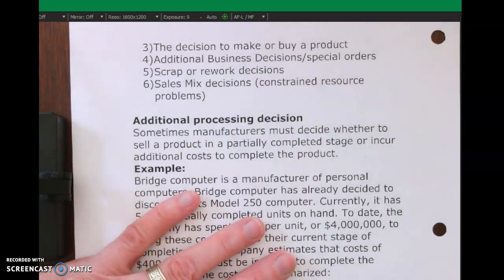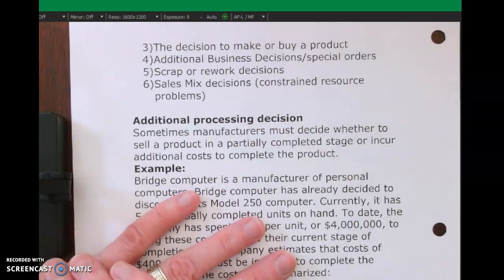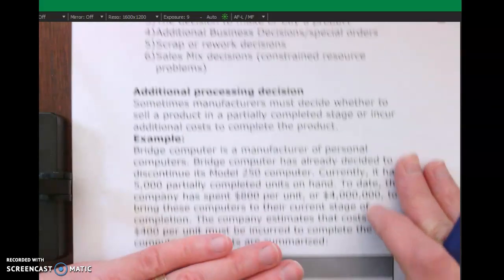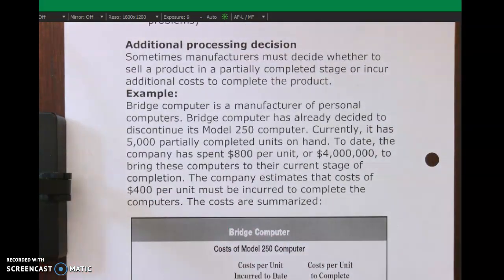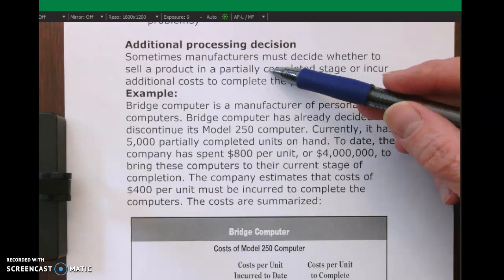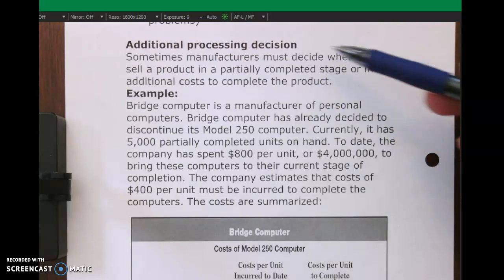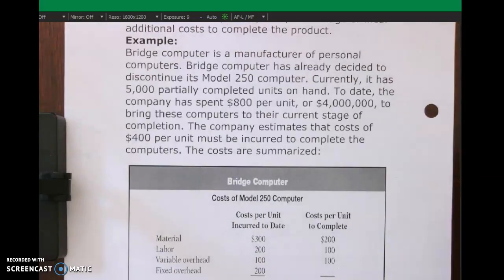Okay? So let's look at the first decision, which is the additional processing decision. That's the first one I want to talk about. Sometimes companies need to decide whether they want to sell their product as is or further process it and then sell it for a higher price. Maybe we could sell it in a partially completed stage or further process it and sell it at a higher price. So let's look at this example.